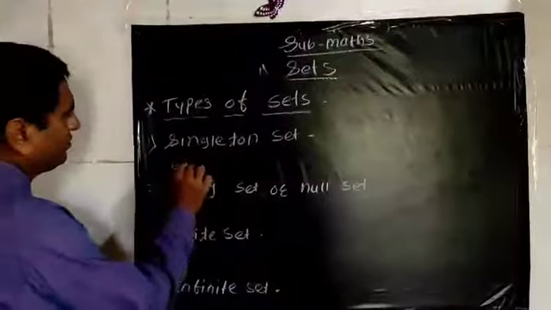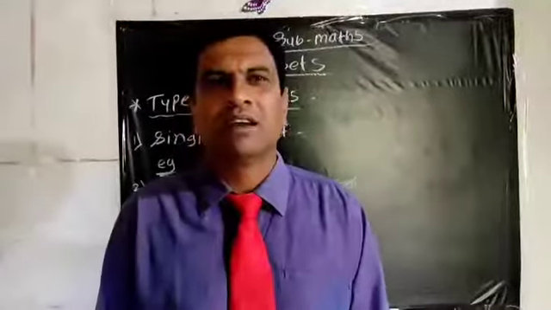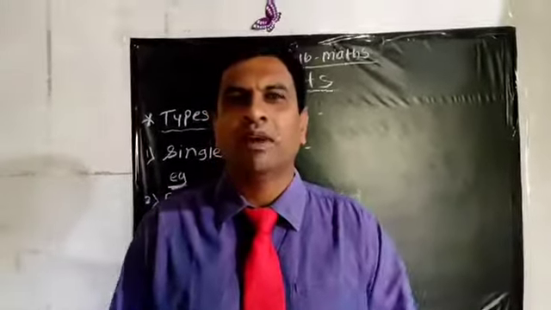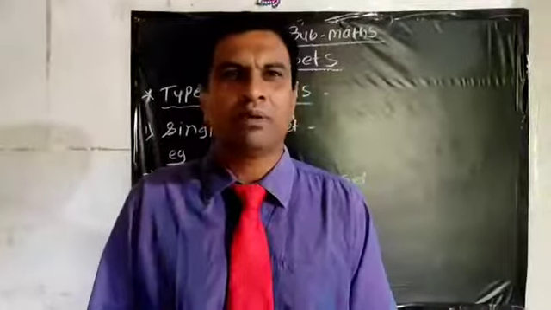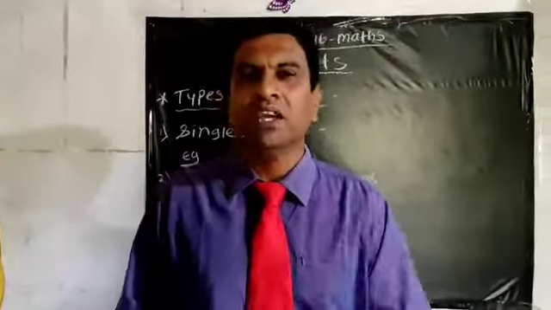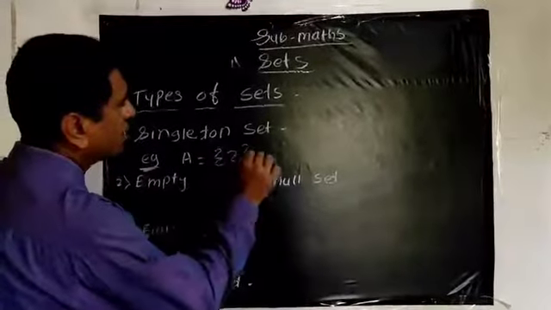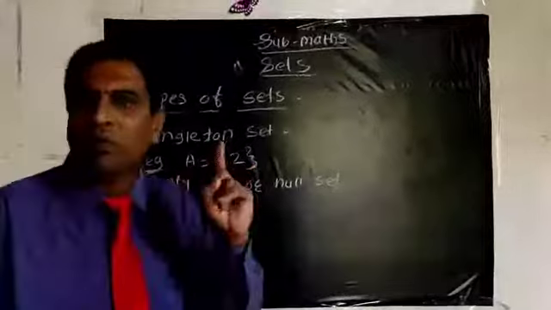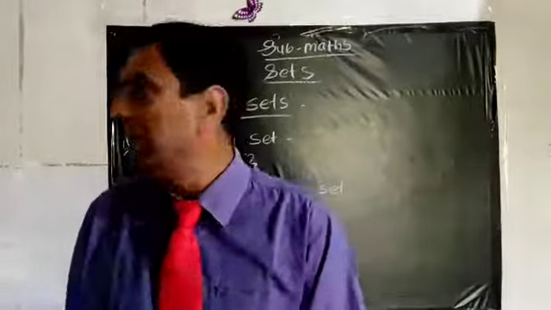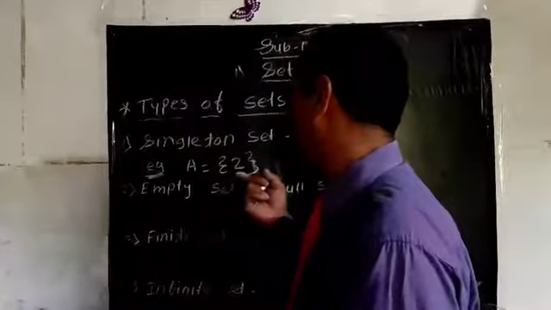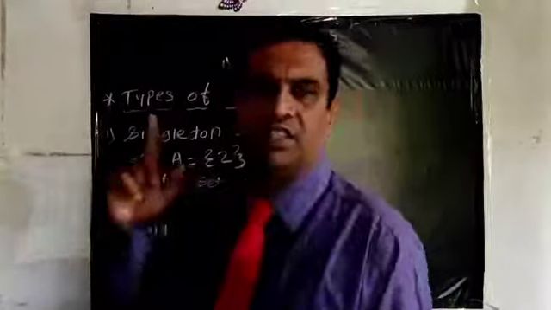For example, the collection of even prime numbers. Which are the even prime numbers? There are so many prime numbers, but there is only one even prime number. 2 is the only number which is both even and prime. So in this set, only one element is present. That set is called a singleton set. This is the first type.